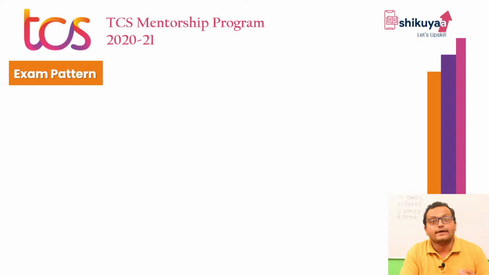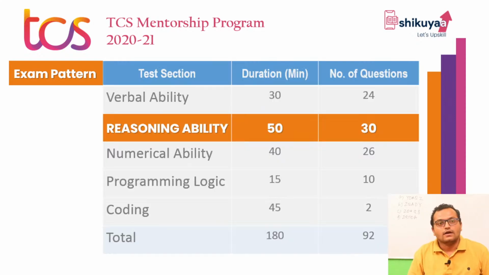Now coming to the exam pattern, as you all know, it contains verbal ability, reasoning ability, numerical ability, that is quantitative aptitude, and programming logic and coding. So today I will deal with reasoning ability. According to the weightage, it is 50 minutes and 30 questions. So on average, for one question you will get more than 1.5 minutes.